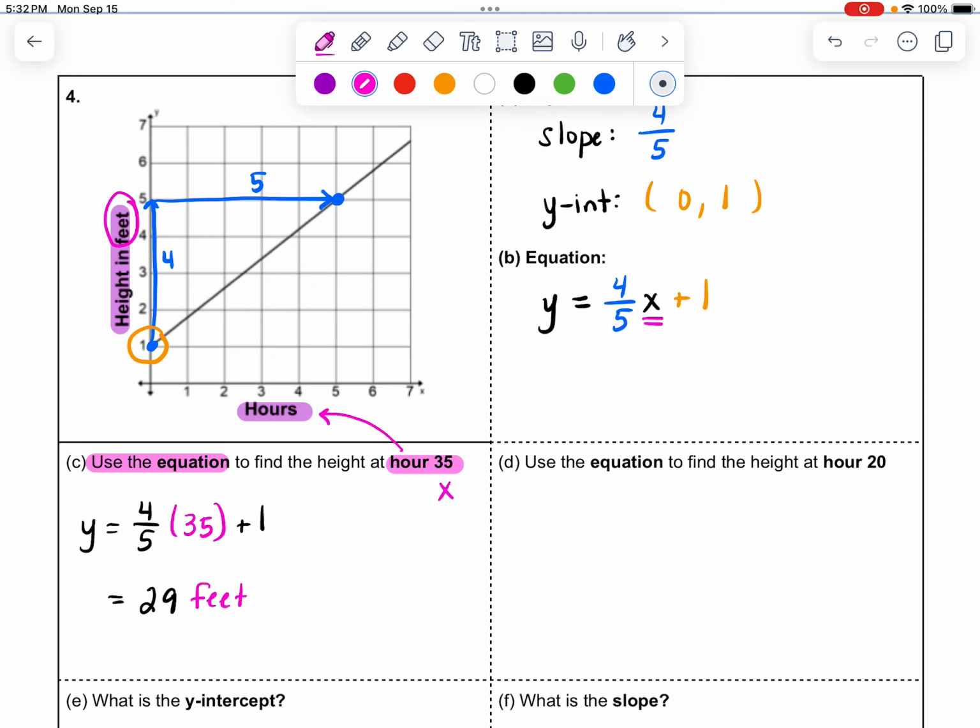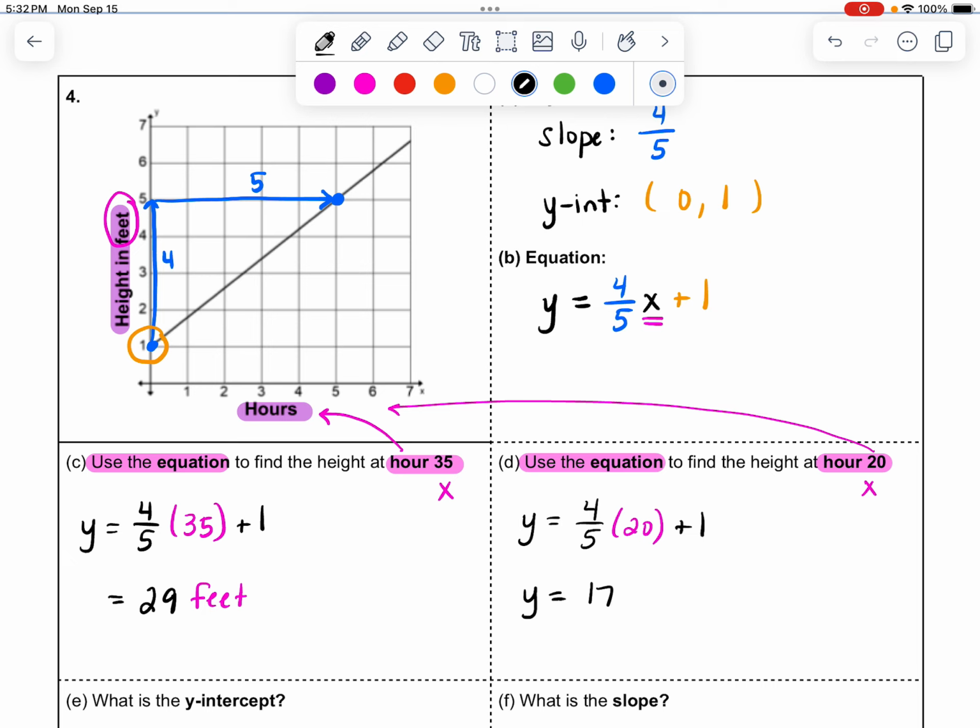Let's try that one more time. Use the equation to find the height at hour 20. So I'm telling you to use the equation to get the height at hour 20. Now again, hours are the x's in this problem, so I'm just going to replace the x in the equation with the number 20. Y equals 4 over 5, and then parentheses 20 plus 1. On my calculator, I'm going to get 17, and I'm measuring that in feet.